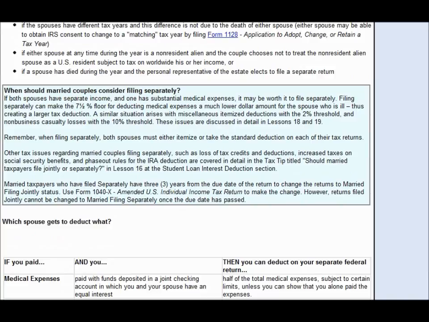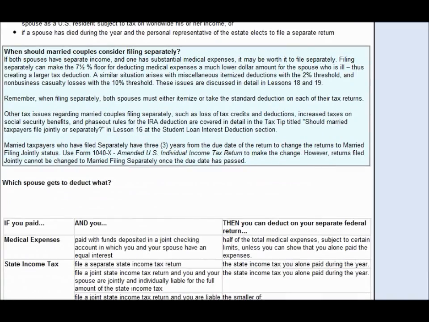Now, when should married couples consider filing separately? If both spouses have separate income and one has substantial medical expenses, it may be worth filing separately. Filing separately can lower the 7.5% floor for deducting medical expenses to a lower dollar amount for the spouse who is ill, thus creating a larger tax deduction. A similar situation arises with miscellaneous itemized deductions with a 2% threshold, and non-business casualty losses with a 10% threshold. These issues are discussed later in detail. Remember, when filing separately, both spouses must either itemize or take the standard deduction on each of their tax returns.